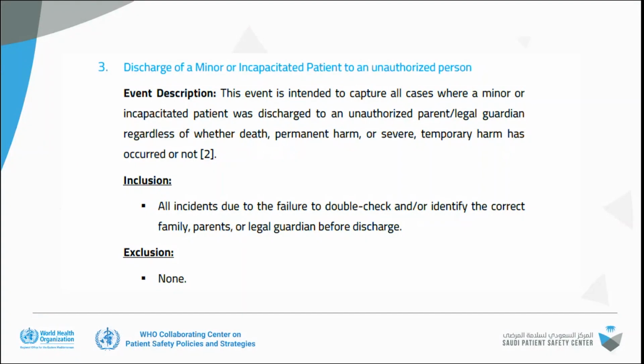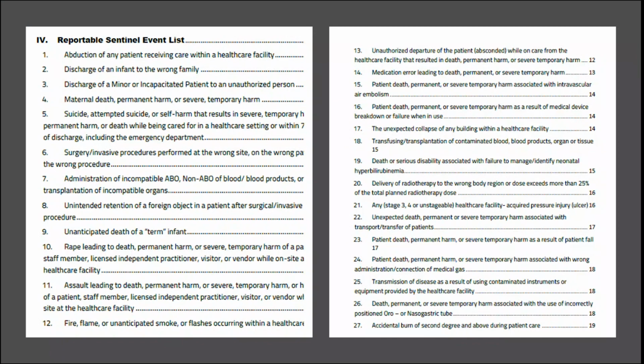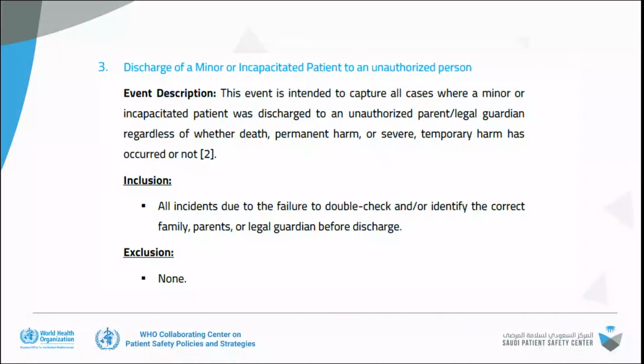Let's take two examples from our list. As we said, there are 27. Number 3 is discharge of a minor patient to an unauthorized person. We can see here a clear event description. This event is intended to capture all cases where a minor patient was discharged to an unauthorized parent or legal guardian, regardless of whether death, permanent harm, severe or temporary harm has occurred or not. Then you can see the inclusion and the exclusion. For example, here there is no exclusion for this event.